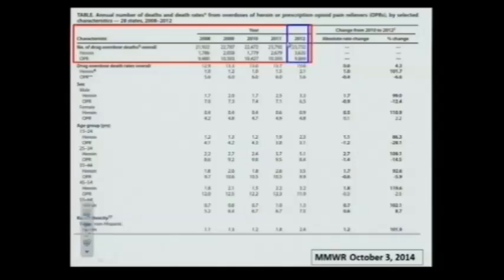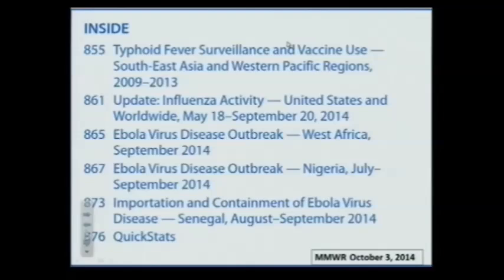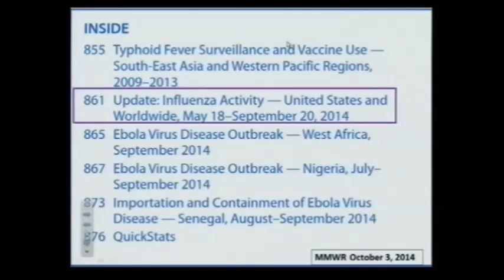Okay? So, lots of information about all kinds of infectious diseases. Influenza activity. How many people die of flu every year in the U.S.? Any ideas? About 25,000 per year.